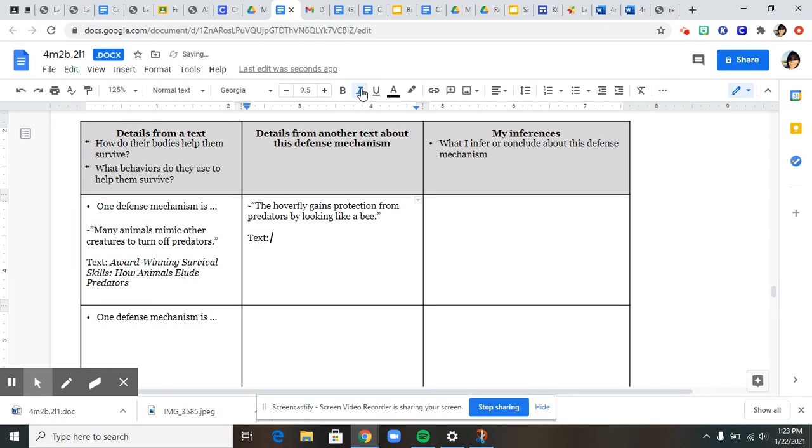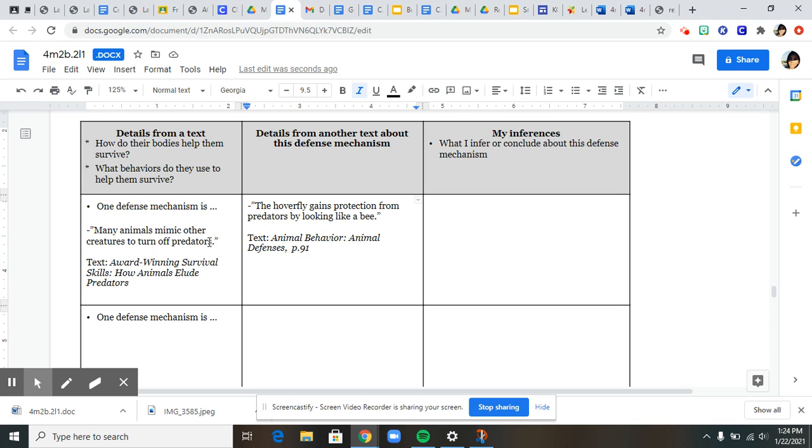another creature. And now I need to put where I got that from, because remember, it's a quote. So italicize it. And I got this one from a different text. Make sure it's from a different text. So this one I found from Animal Behavior, Animal Defenses. Page 90, 91.